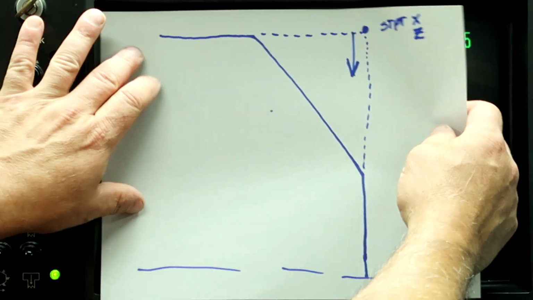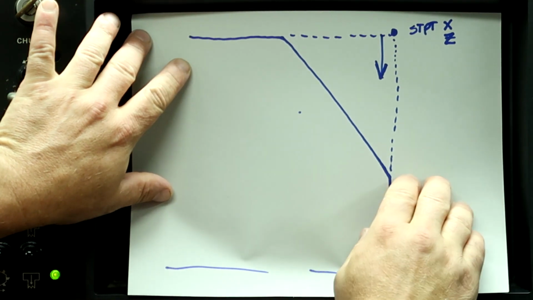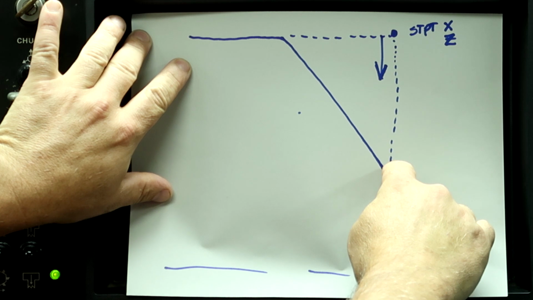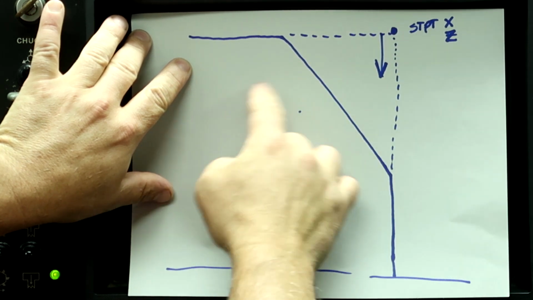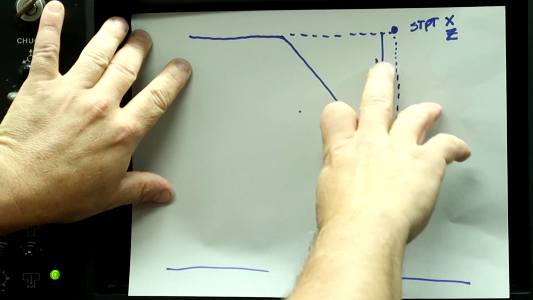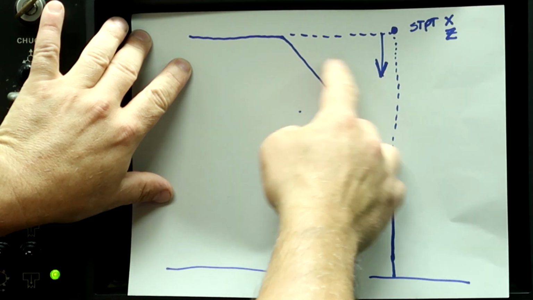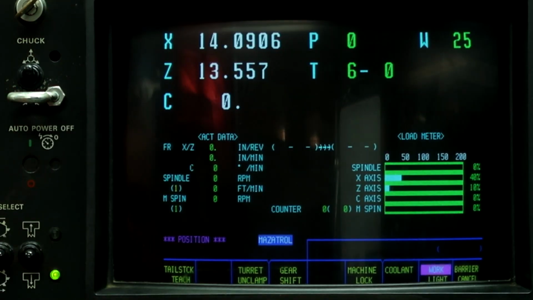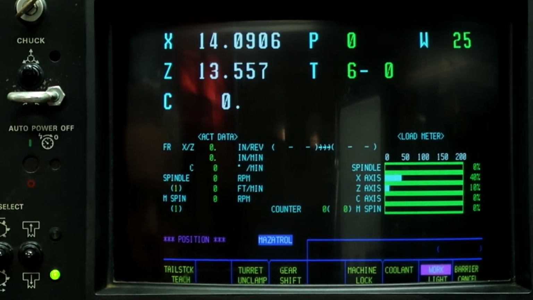All right, here's our sample part. We're going to be machining in the X down direction instead of machining in the Z direction. This is useful for large diameter parts that have a very shallow face. So the first thing we need to do is create a new program.